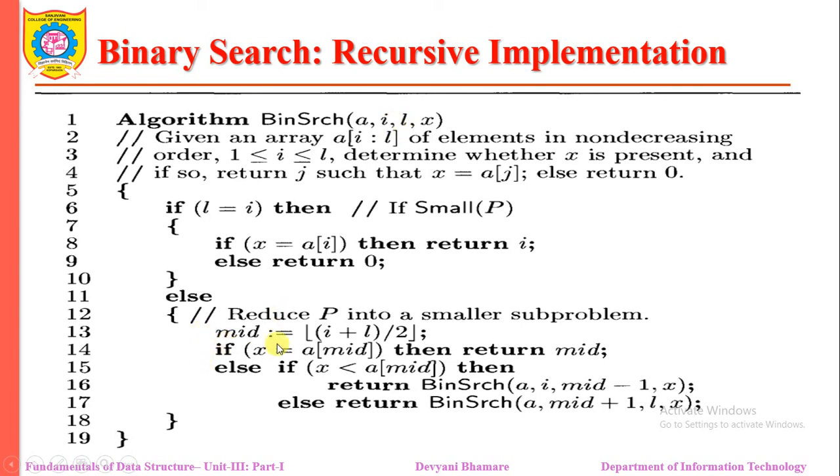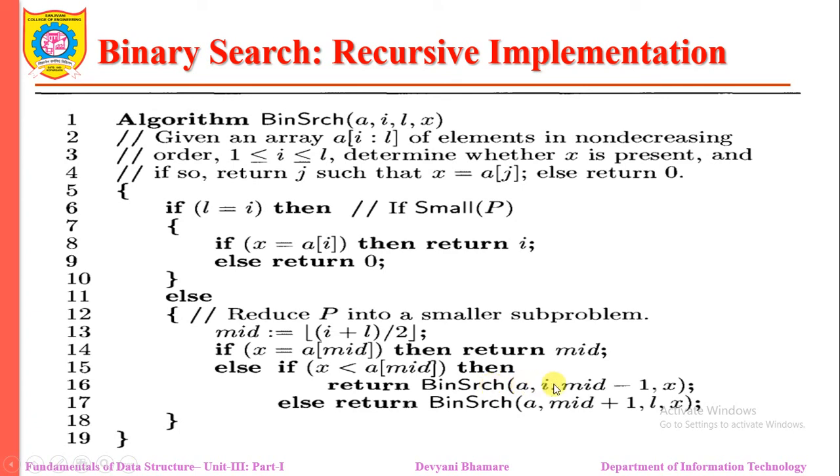Then the entire array is divided into two portions by calculating the mid. Then we compare: if x, the key element, is equal to A of mid, then we say the element is present. But if that element is less than A of mid, then we need to search in the first half of our array. But now here we are calling the same search function.